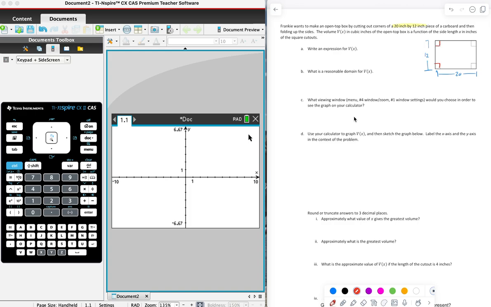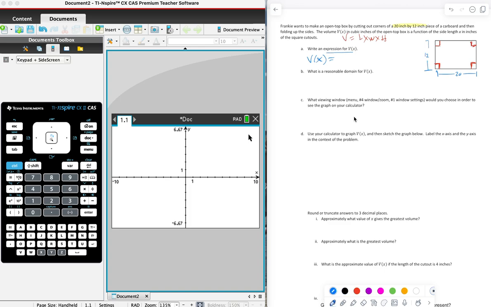And we're going to fold that up to make a box with an open top, and then that's going to have a volume because we know that volume equals length times width times height. So when we fold this up, we're going to get a three-dimensional object. So write an expression, or you can write an equation. If you put an equal sign, it's an equation. So v of x equals, so what do we have here?